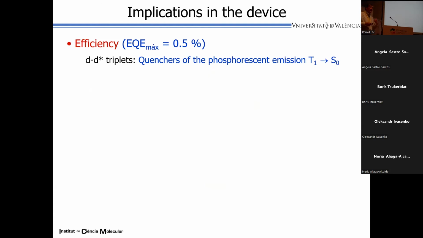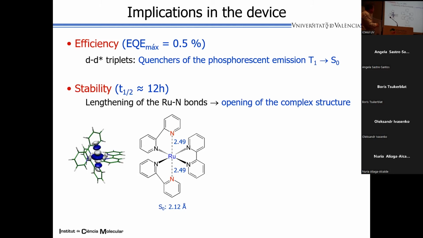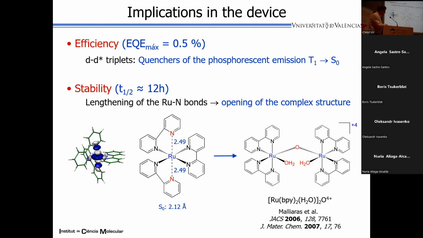Then, the existence of these DD* metal-centered triplets has an influence on the performance of the device. First, because it quenches the phosphorescent emission from the metal-to-ligand charge transfer state. And that is the reason for the low external quantum efficiency. And the second reason is that you are opening the structure, and then small molecules like water can enter into the structure and move this ligand, and these species have been shown to form and also quench the emission. Okay, then we have a problem with this complex.